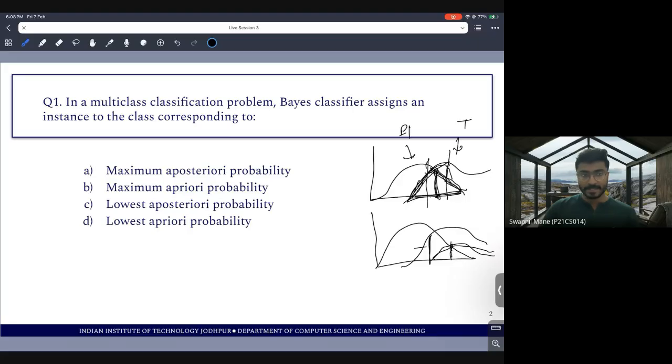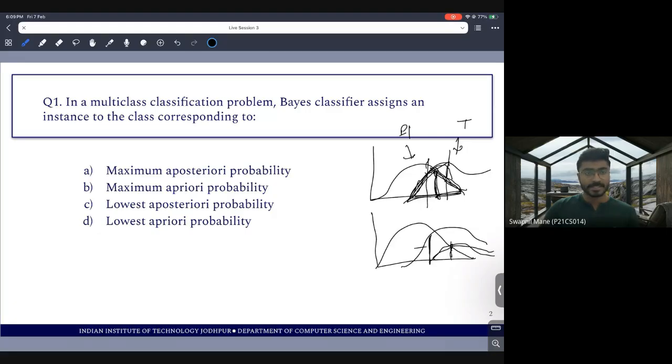Someone is saying option A. Are there any other correct options? Yeah, so the correct option is A. Before that, I will read the question again.